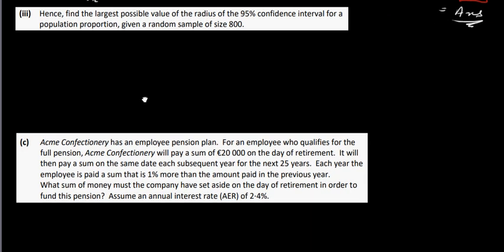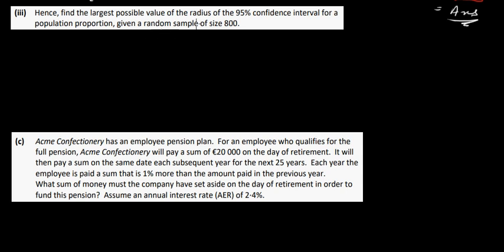Let's have a look at part 3. It says find the largest possible value for the radius of the 95% confidence interval for a population proportion given a random sample size of 800. So we've got to maximize our margin of error. Our margin of error is given by 1.96 times the square root of p hat(1 minus p hat) divided by n.